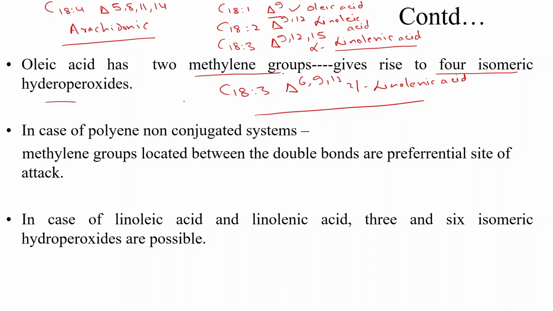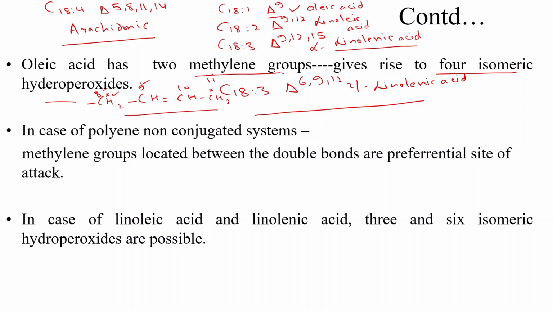I have told you that during the initiation step of autoxidation, the hydrogen atom is removed from the methylene group that is adjacent to the double bond. This is a double bond at the 9th position, and nearby there is one methylene group here, and the second methylene group here. So the point of attack can be this or this. Later we will see that this gives positions 8, 9, 10 and 11. The 8 can give rise to 8 and 10, and 9 can give rise to 9 and 11. That we'll see in the coming slide.